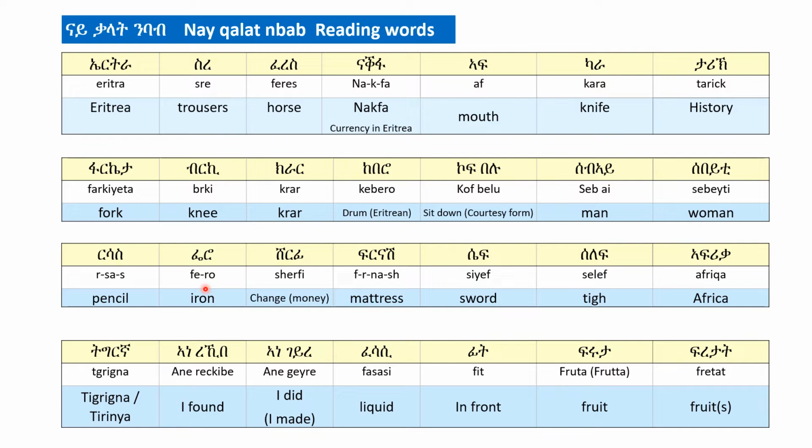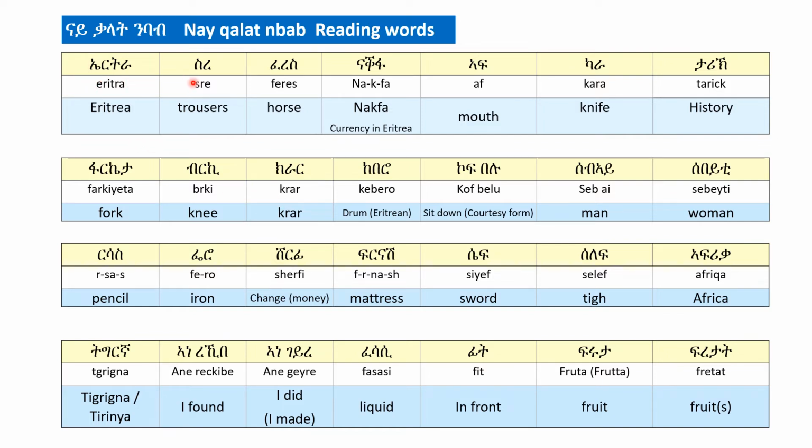Rısas, Ferro, Şerfi, Fırnaş, Siyef, Selef, Afrika, Tigrinya, Ane, Rehibe, Ane, Geire, Fesasi, Fit, Fruta, Fretat.